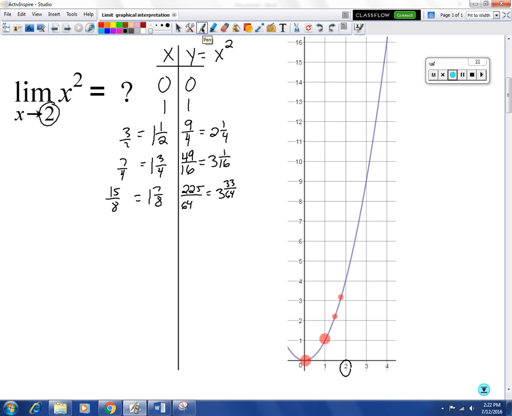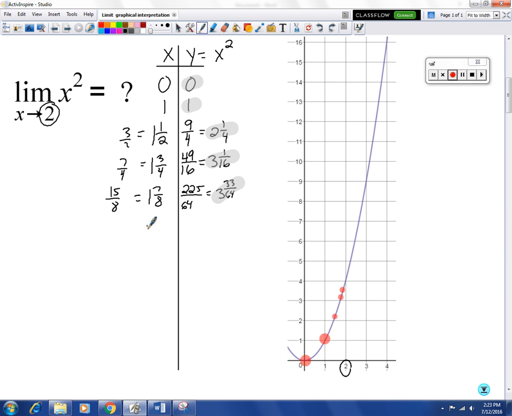Okay? Alright, so when I get closer to x, like 1 7/8, really, really close to 2 on the x-axis, I'm getting up here. Okay, so about 3.5, right about there. Alright, so keep our attention on these values over here, the y values. Remember, limit is a y value. Okay, we had a 0, then a 1, then a 2 and a 4, then a 3 and 1/16, 3 and 3/64.